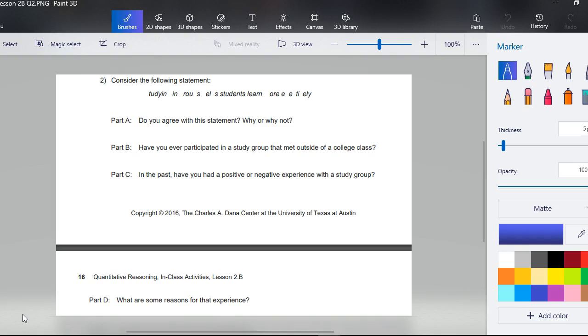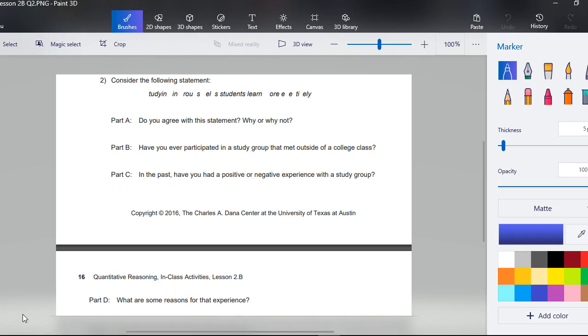So part A, do you agree? I believe your answer is going to be impacted by your previous experiences. But it could also be what you really feel or believe could happen with an effective, quality study group. So jot down if you agree or not, and why or why not. Part B, have you ever participated in a study group that met outside of the class? If so, write that down, reminisce about that, the good parts and the not so good parts.